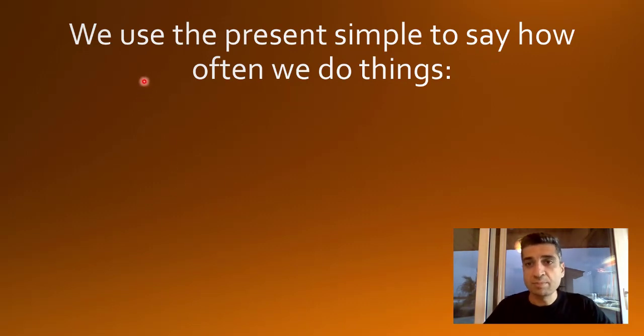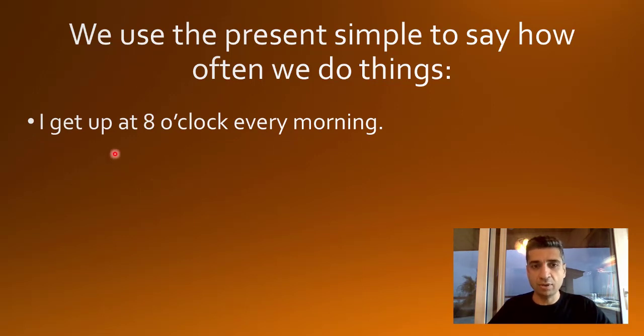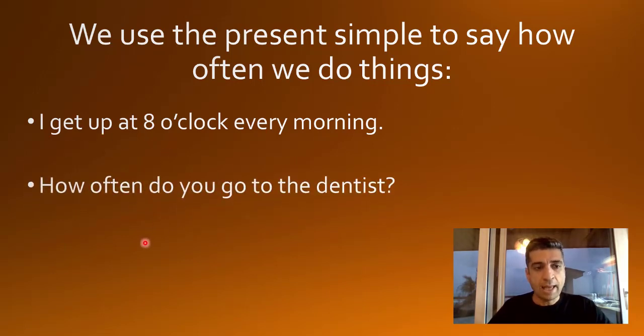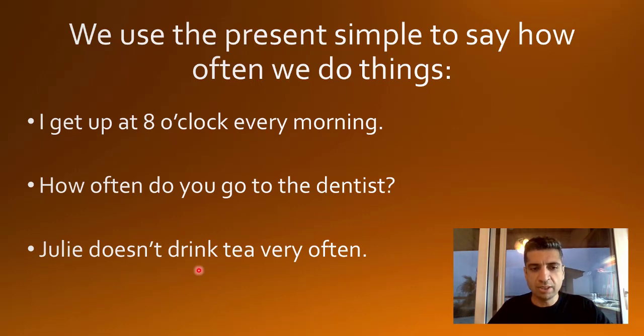We use the present simple to say how often we do something. I get up at 8 o'clock every morning. This happens every morning. I get up at 8 o'clock. How often do you go to the dentist? Question form. How often, notice the auxiliary, how often do you go to the dentist? Julie doesn't drink tea very often.